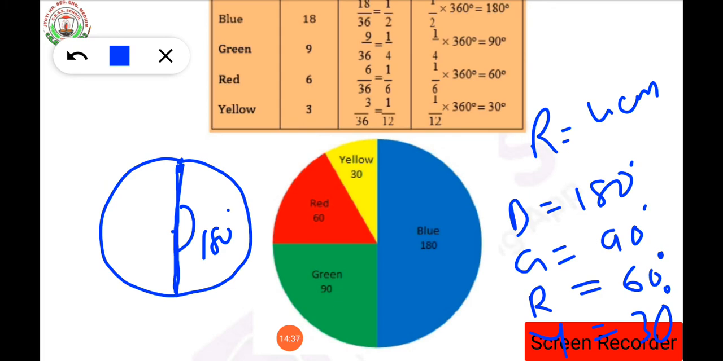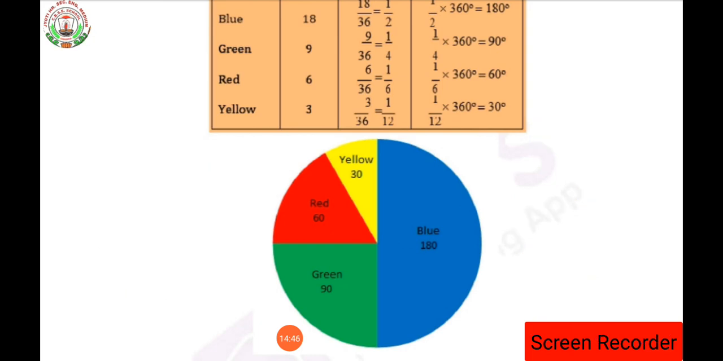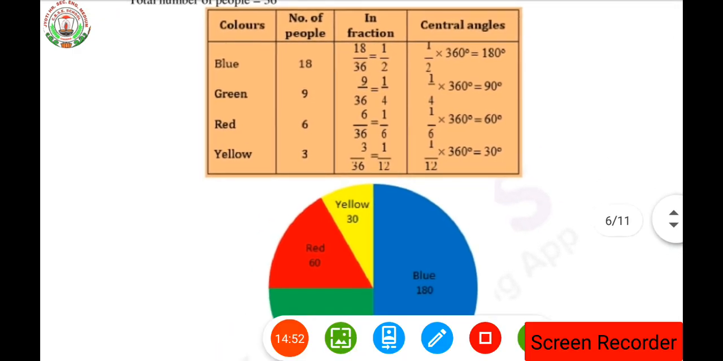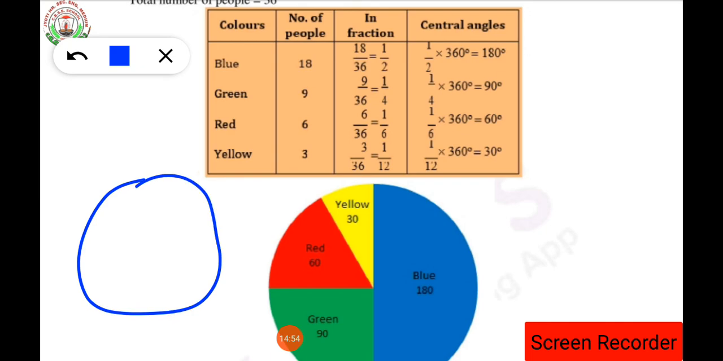Now in order to draw the green color, what is the second color we are having? Green. So green means 90 degree. Drawing the quadrant over here. So the semicircle will be 180 degree, that is the blue color. Then the one passing through will be 90 degree, the green color. And now 60 and 30. So this will be 60 and 30.